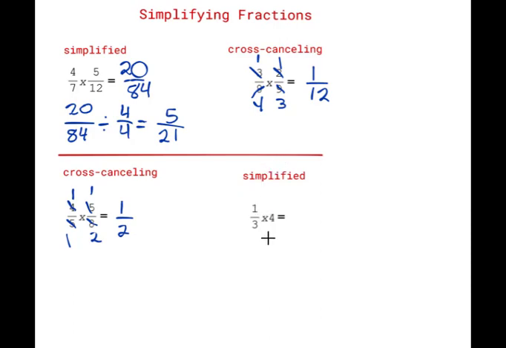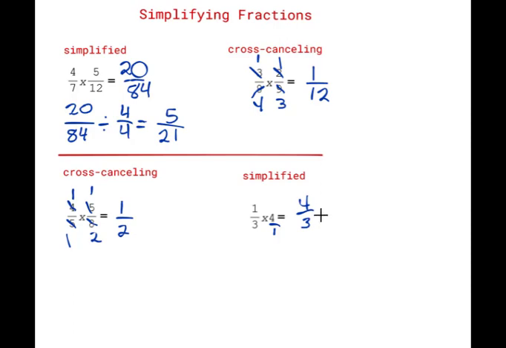Let's look at another simplifying a multiplication problem. So I have 1/3 times 4. Now, one thing to remember is that any whole number is over 1 because 4 divided by 1 is 4. So a 1 is always assumed in the denominator for a whole number. We'll multiply our numerators and our denominators. 4 and 3 have no common factors, so we'll end up with 4/3. In this case, we have an improper fraction.